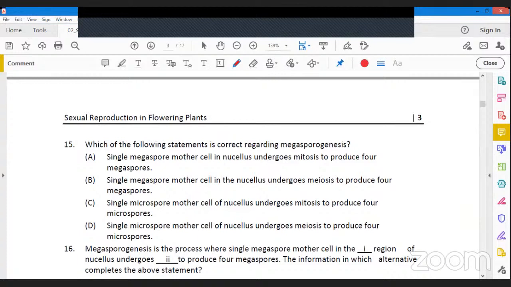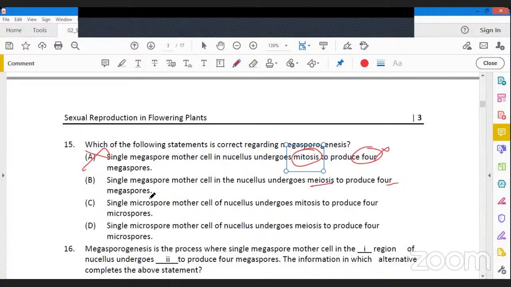Which of the following statements is correct regarding megasporogenesis? I think all of you would have seen. Megasporogenesis is the formation of megaspores. A single megaspore mother cell in the nucellus undergoing mitosis is wrong. It undergoes meiosis, and four megaspores is also wrong. A single megaspore mother cell in the nucellus undergoes meiosis to produce four megaspores, but in that only one will survive. Correct? So we'll keep it as it is.